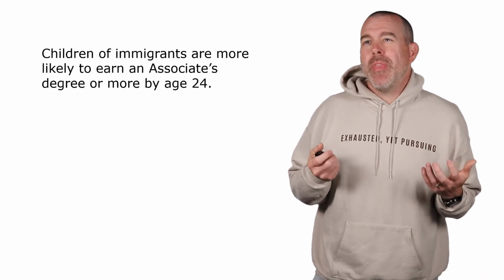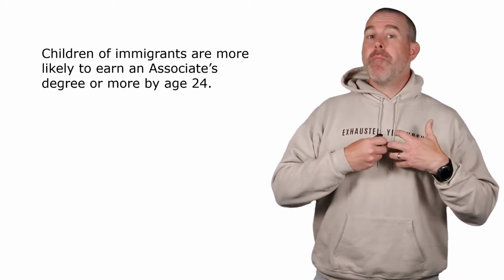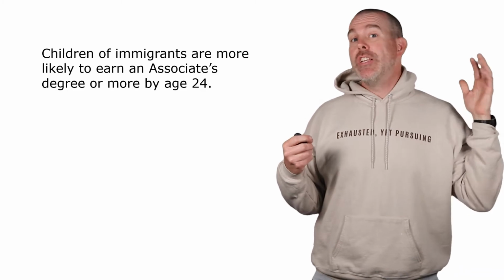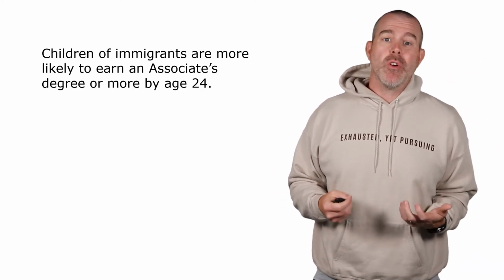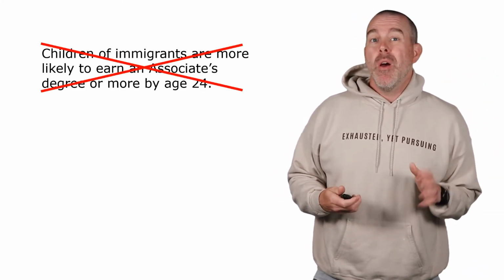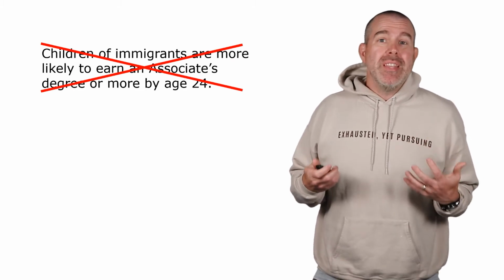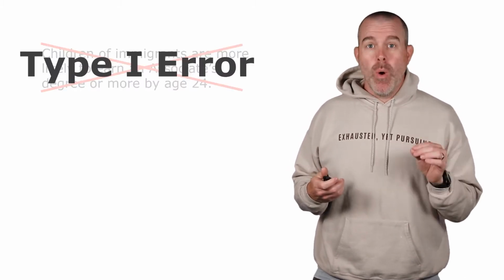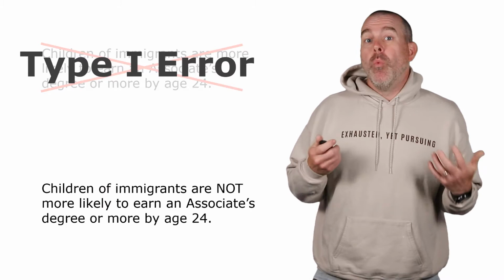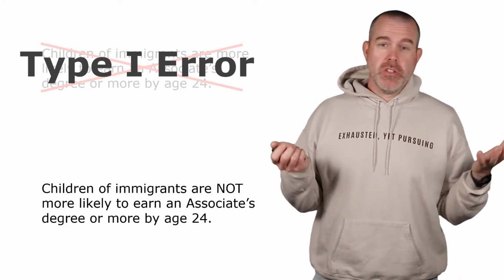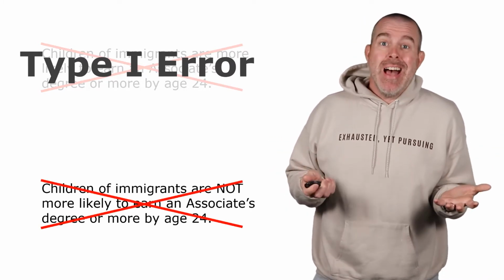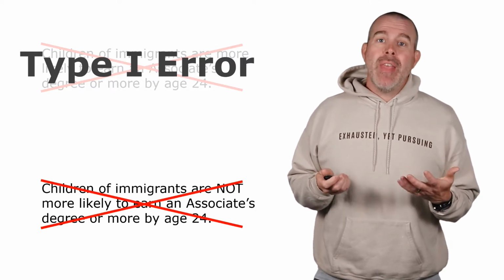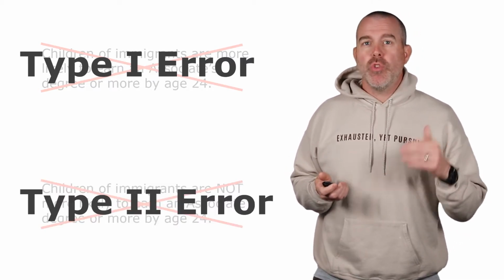Okay, so let's talk about some things that can go wrong. Suppose we make a conclusion. We say, hey, children of immigrants are more likely to earn their associate's degree by age 24. What if that's wrong? We have a label for that. We call that a type 1 error. What if we had said, hey, nope, it looks like they're similar, and they're actually not? Well, then in that case, we would call that a type 2 error.